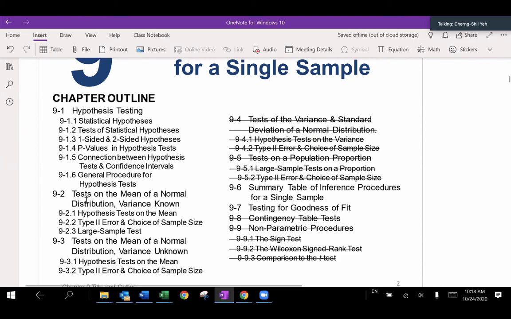So I will spend next week going over Part 2 and Part 3. On week 3, one of the most complicated concepts this semester, we'll go back to type 1 and type 2 error.